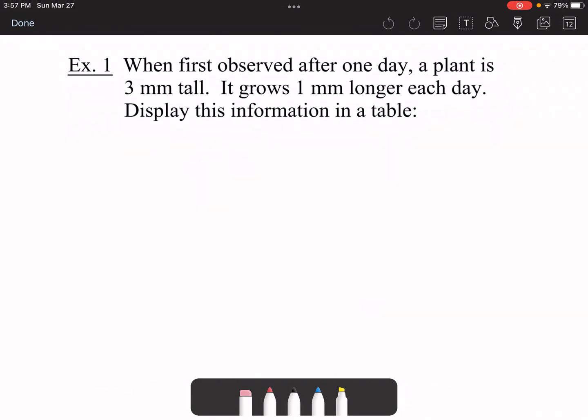So let's say in our first example, we first observe a plant, and at the first time during the one day, we notice that it's 3 millimeters tall. It grows to be 1 millimeter taller each day, or longer each day, and what we can do is we can describe this information in a table, sometimes also called a table of values.